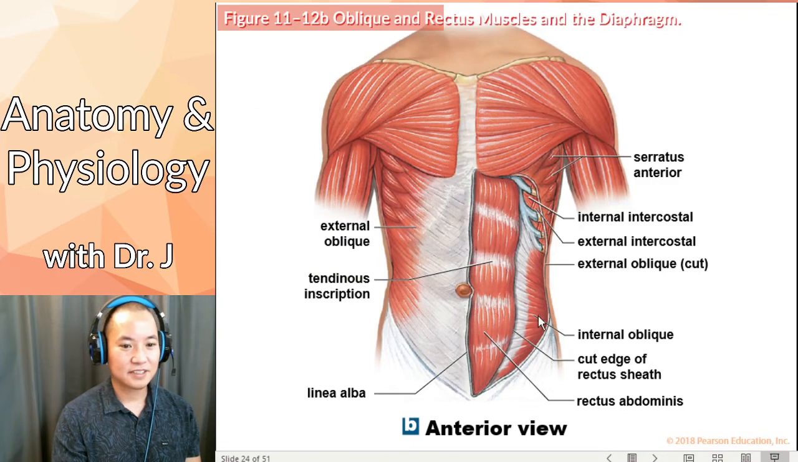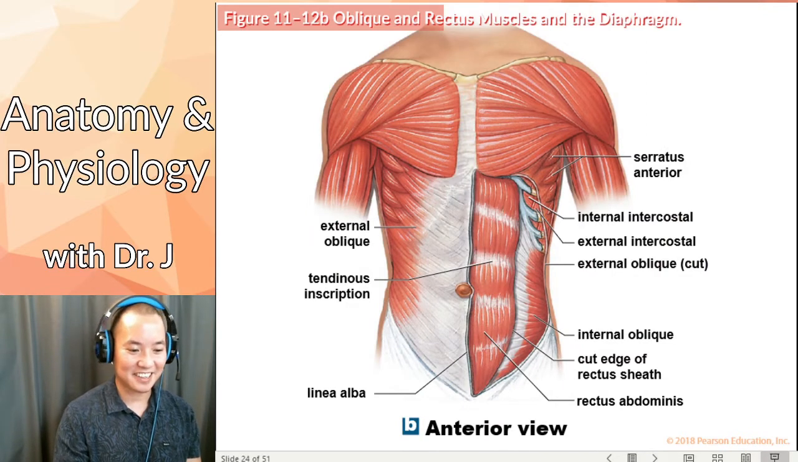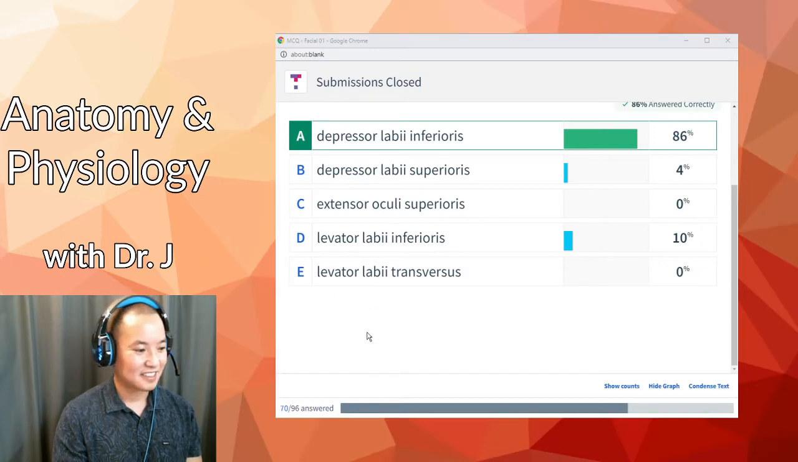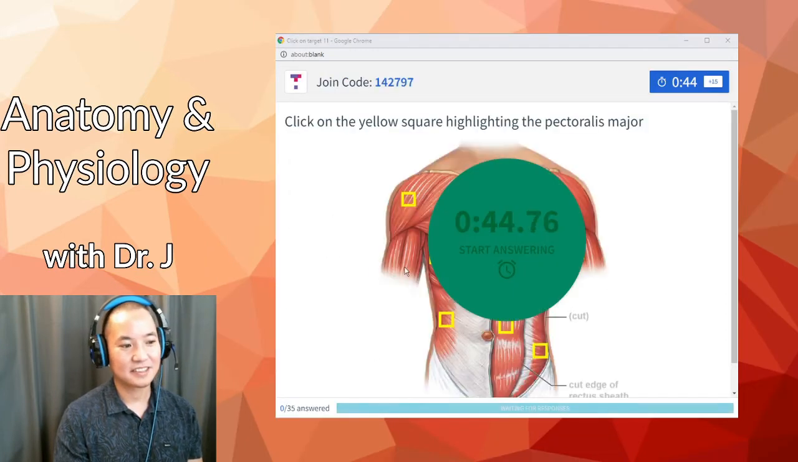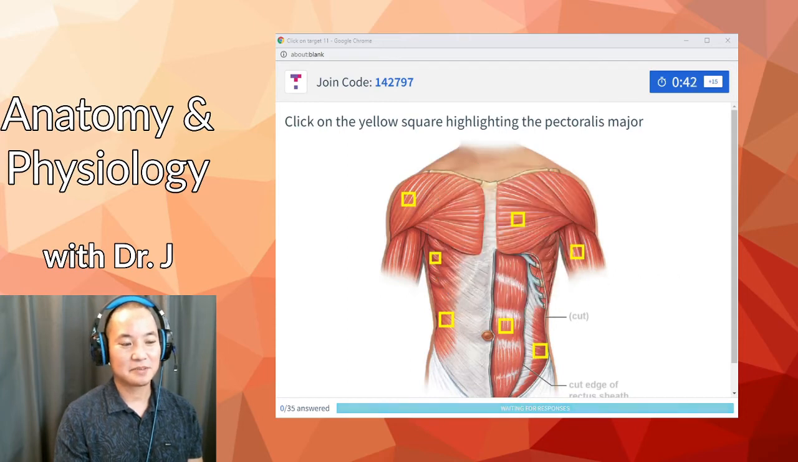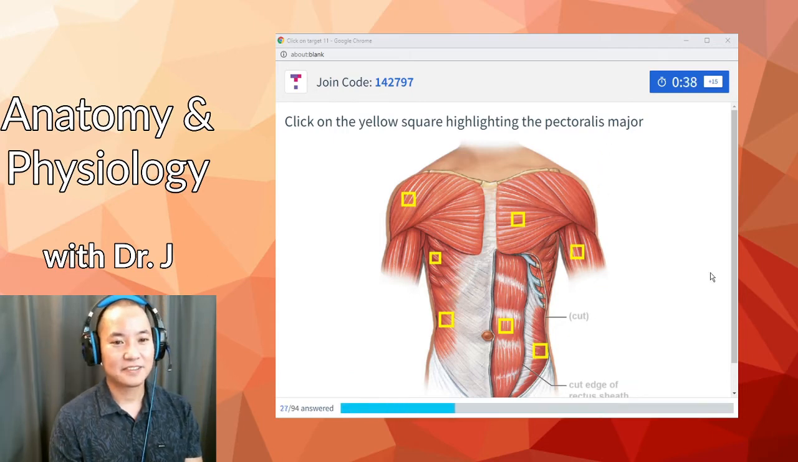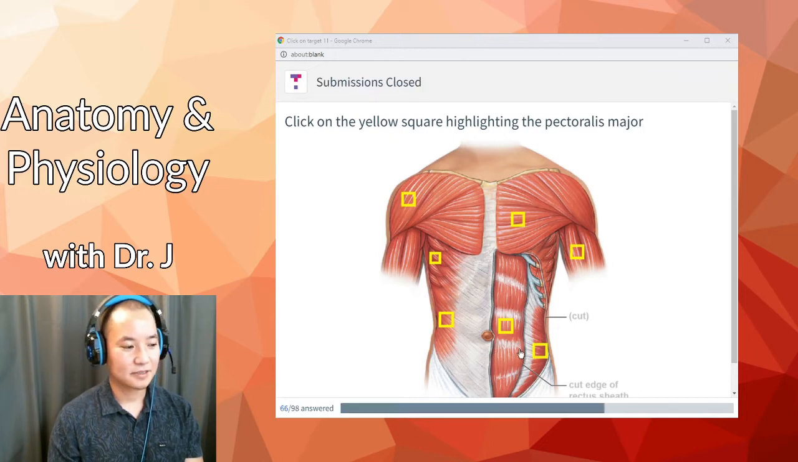And let's see, here we have abdominal muscles. Actually, let's go back to Top Hat because we did cover abdominal muscles last lecture. Let's go to the next Top Hat question. Not just abdominal, but let's talk about superficial trunk and abdominal muscles. The pectoralis major. If you're a gym rat, I hope you get this correct. If not, I don't know what you're working on. Okay, let's see the responses.